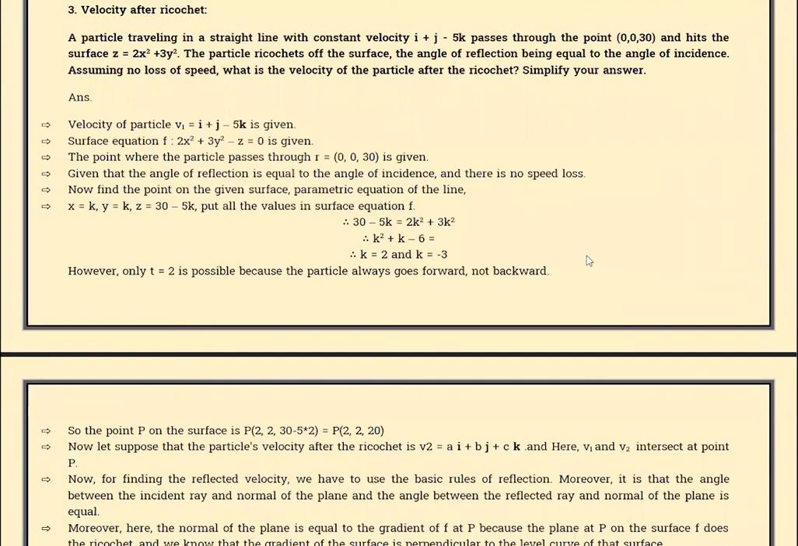Now, in this question, a particle travels in a straight line with a constant velocity i plus j minus 5k, passes through the given point (0, 0, 30), and hits the surface z equals 2x squared plus 3y squared. Now, the particle reflects off the surface and we have to find the velocity of the particle after the reflection. We are given that the angle of reflection equals the angle of incidence, and that we do not lose any speed.